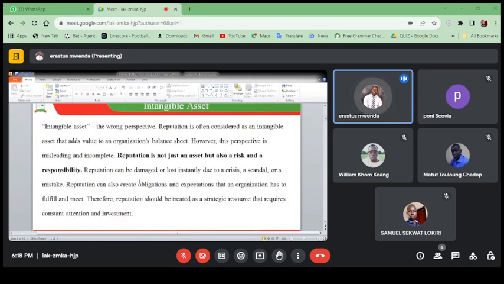Now, we have something we call intangible asset. Previously, reputation management was perceived to be intangible because it is something that cannot be seen. So this perspective has now changed. We could also now say that reputation management is not only an intangible asset, but it's an asset that is also able to take care of risks and responsibilities.